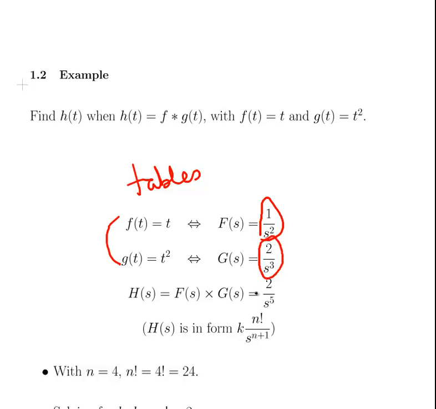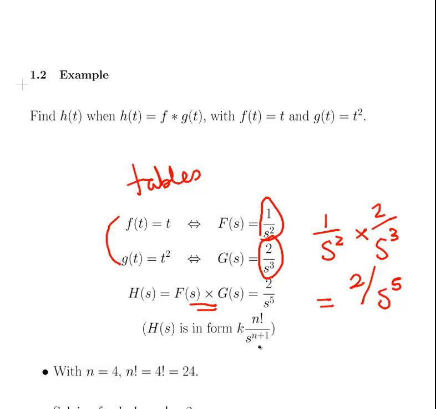What we're going to do now is multiply them out, f of s and g of s. So we find that h of s is equal to 1 over s squared times 2 over s cubed. And that is equal to 2 over s to the power of 5. Importantly, that's h of s there.